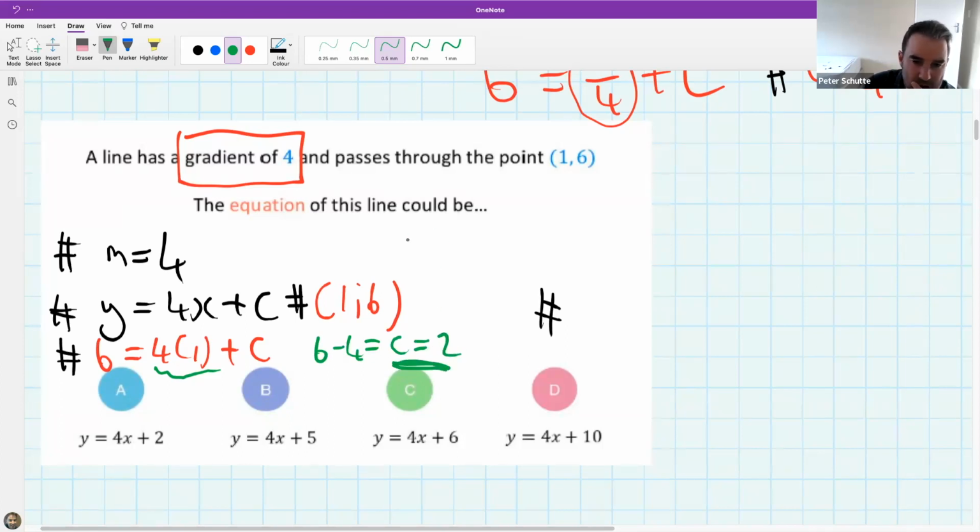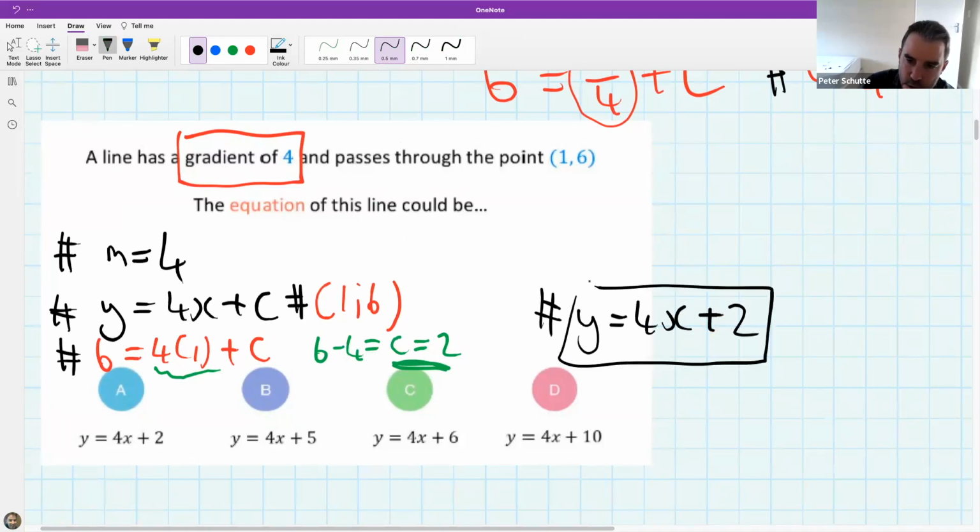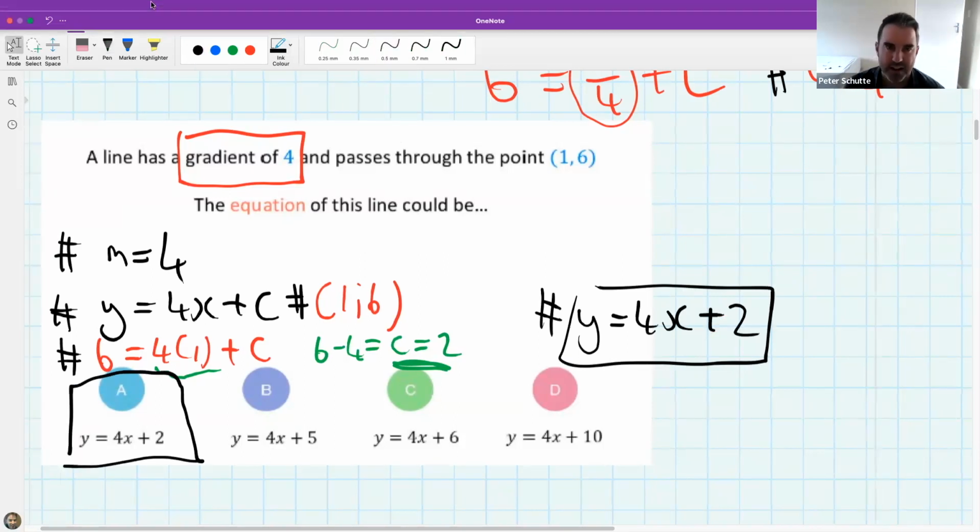So C should be 2. So what's my final answer? 4x plus 2. And is there a 4x plus 2? There is. And I declare that answer A is correct.